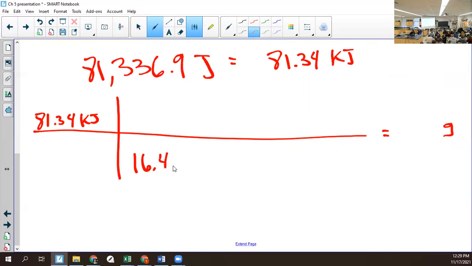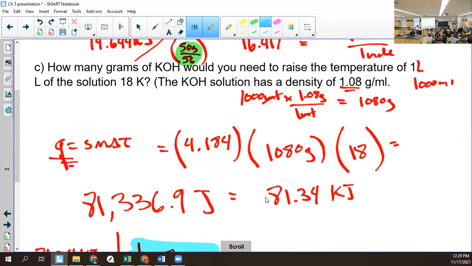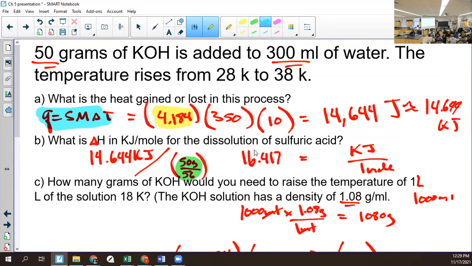16.4 what? 17 kilojoules per how many watts up here? 1 mole. Please, if you're willing, good, that's what I wanted. Who feels the same? Like, where did that number come from? Raise your hands. Be like, where did that number come from? Okay, that's a third. It came from us. We found it right here.